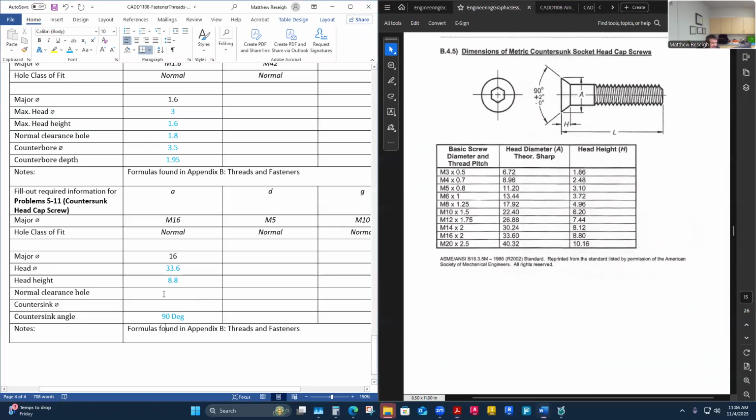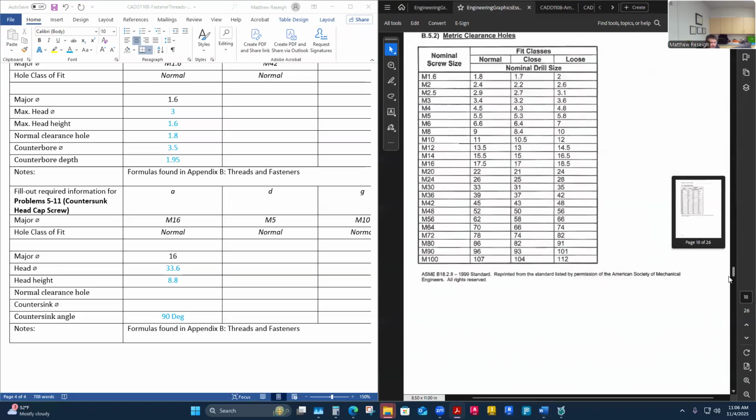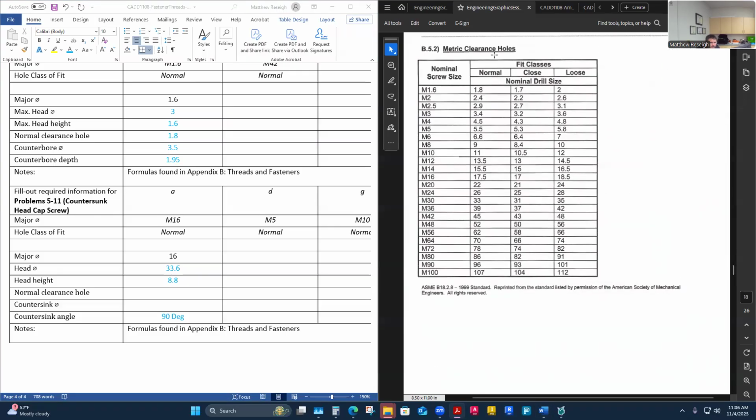That's good. Now the normal clearance hole, I definitely have to use. I'm looking for an M16 or a 16 millimeter diameter, and I'm looking for these metric clearance holes. So if it's passing through something and it's an M16 for a normal fit, is this normal fit? Yeah, normal. It's going to be 17.5 millimeters in diameter. That's 1.5 millimeters bigger than the major diameter there to pass through.